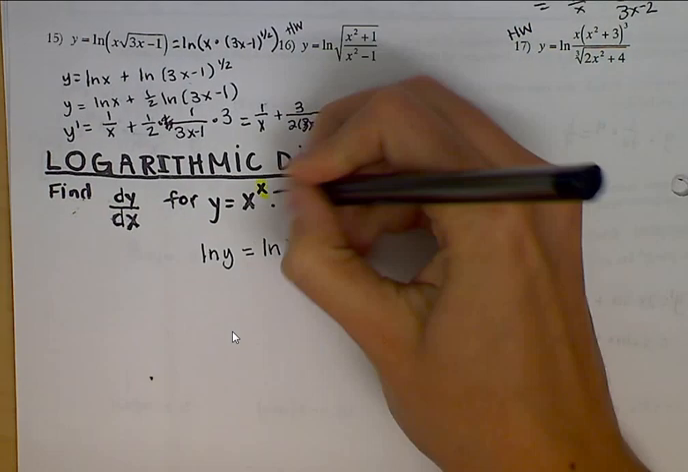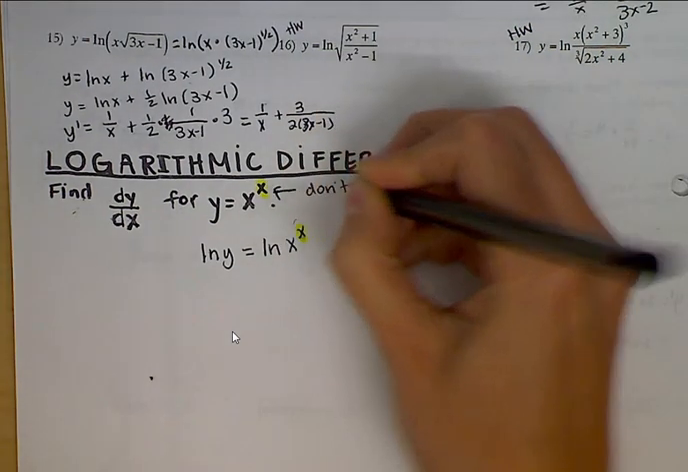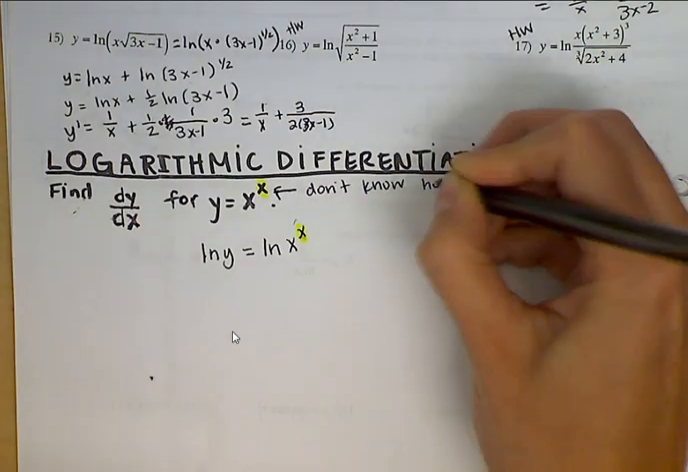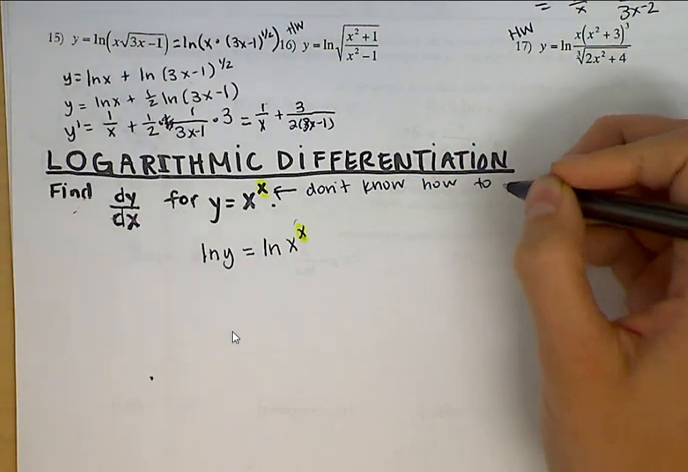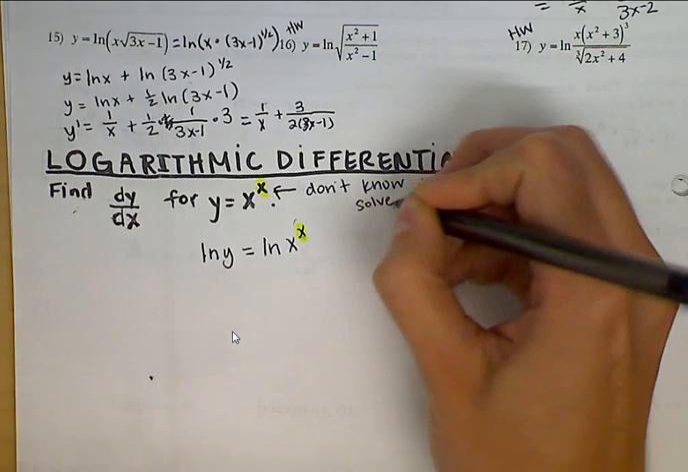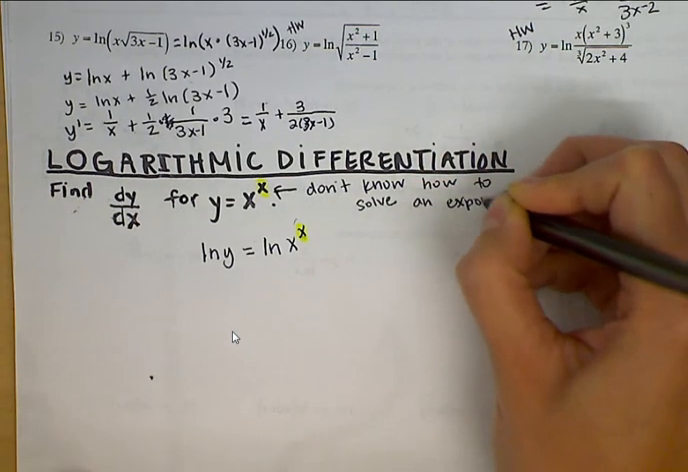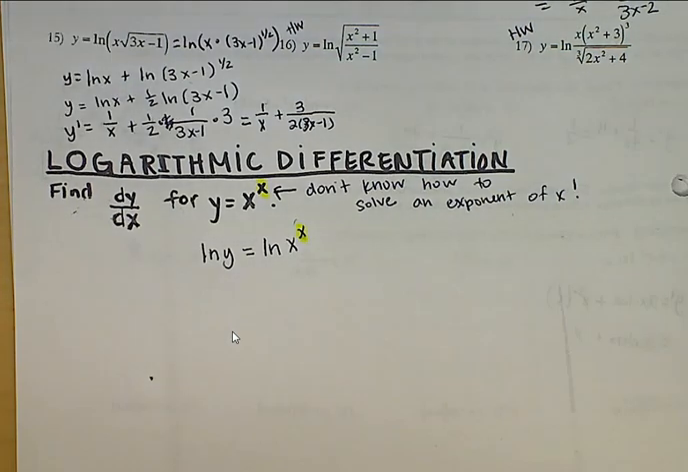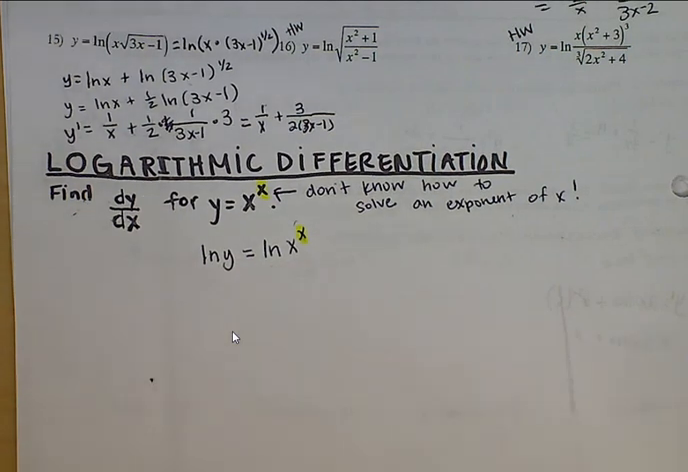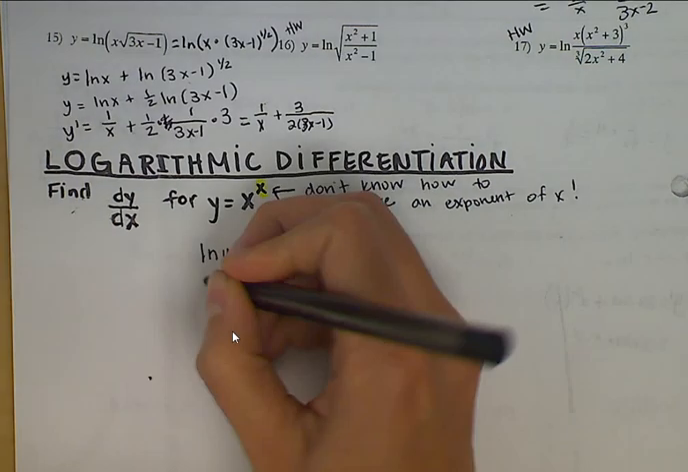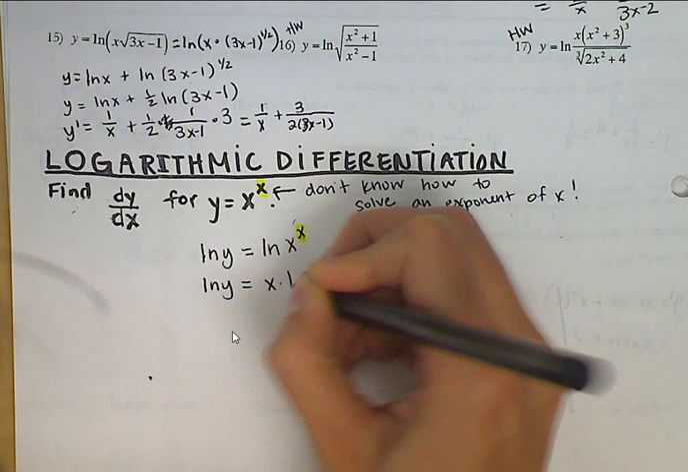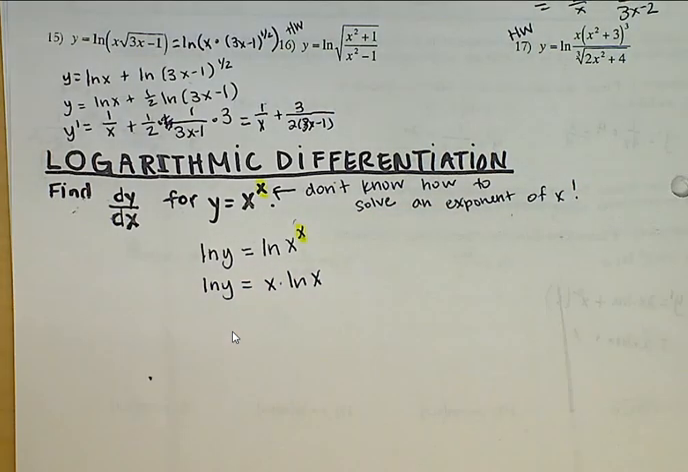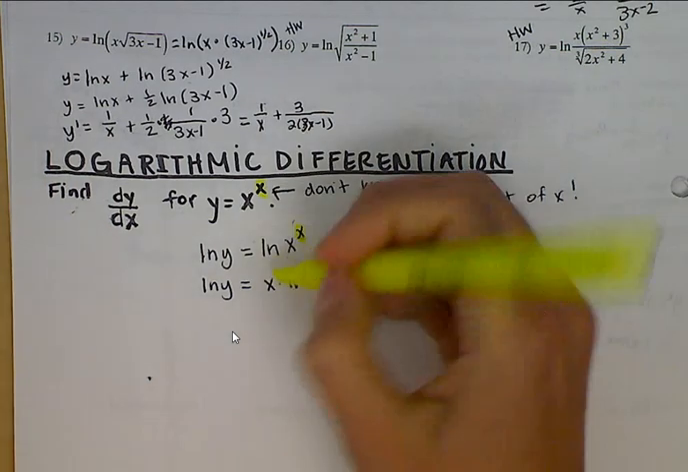We don't know what to do when we have an exponent of x. So when I rewrite this as a log, now I can use my log laws to make this more simple, so that I have ln of y equals x times ln of x. Because with my log laws, I can bring down the power. So now I no longer have that exponent. It's down here. Now this is just a product rule.